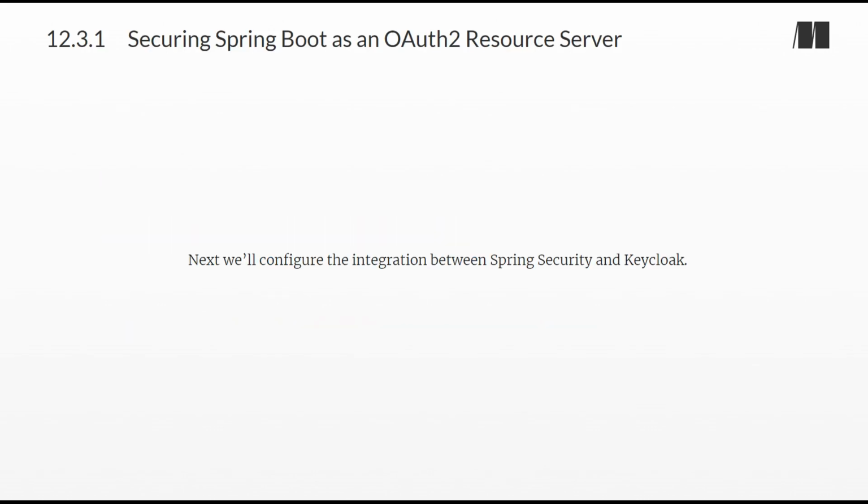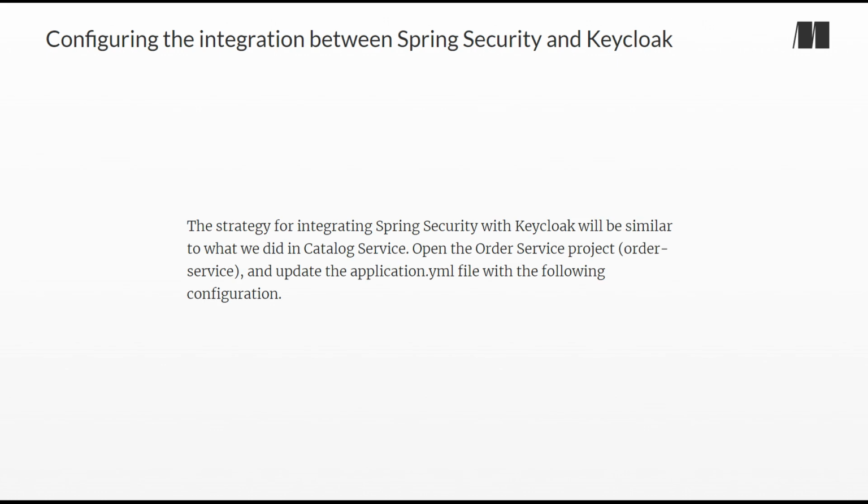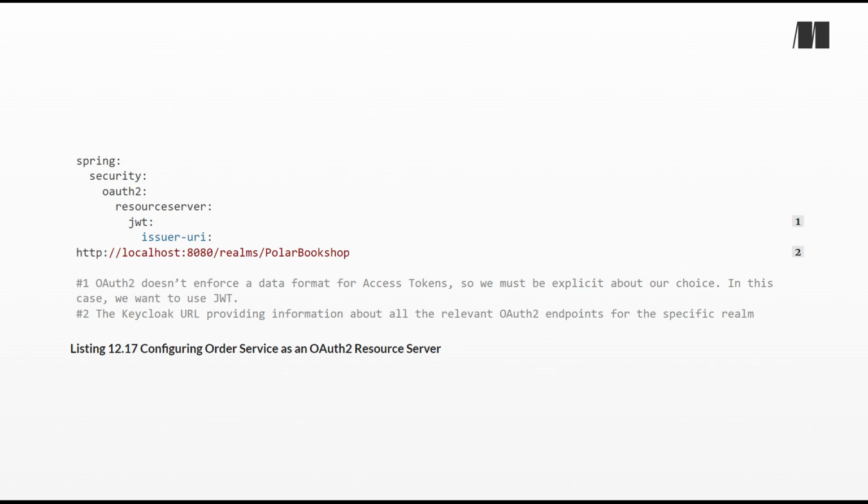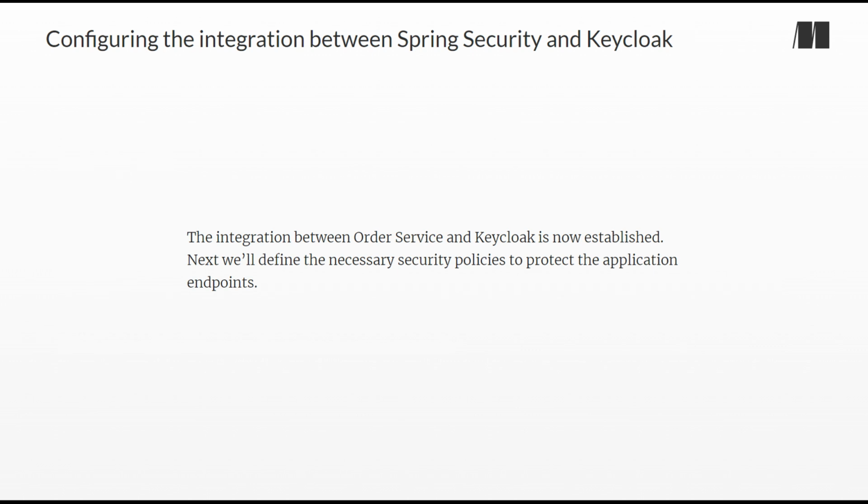Next, we'll configure the integration between Spring Security and Keycloak. The strategy for integrating Spring Security with Keycloak will be similar to what we did in Catalog Service. Open the Order Service project and update the application.yml file with the following configuration. Listing 12.17, Configuring Order Service as an OAuth2 resource server. The integration between Order Service and Keycloak is now established. Next, we'll define the necessary security policies to protect the application endpoints.